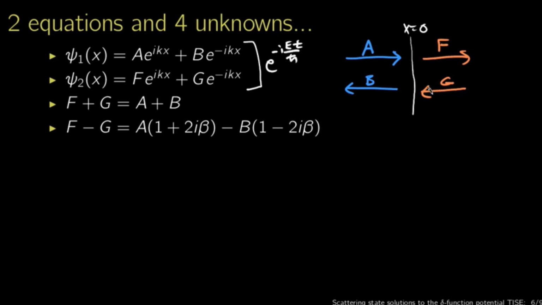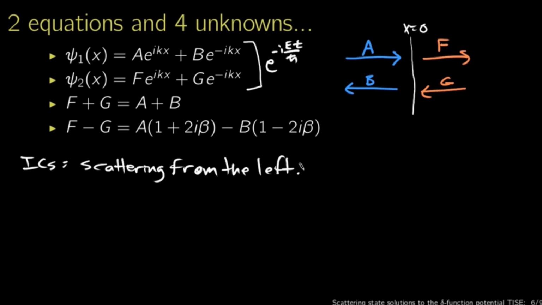Considering the initial conditions now, we have waves going towards and away from the boundary on both sides. If the initial conditions I am interested in are scattering from the left, what we're interested in then is waves incident from the left. If you imagine waves coming in from the left, you may have some waves going out to the left by scattering waves off of your boundary.